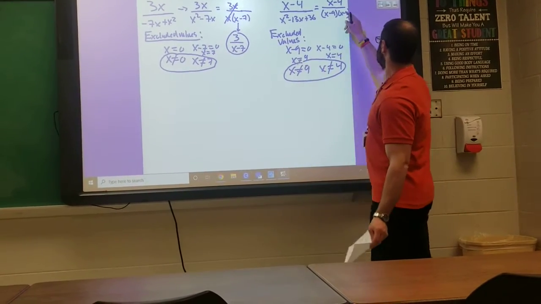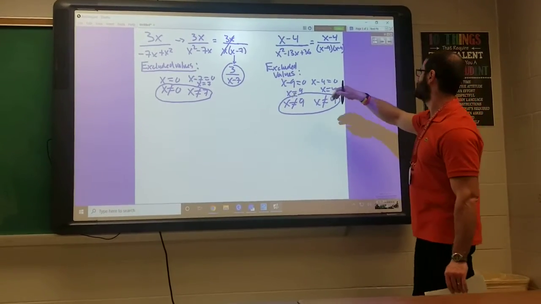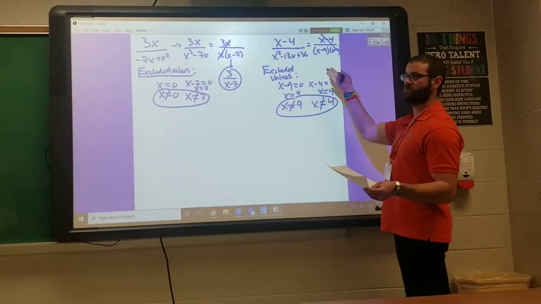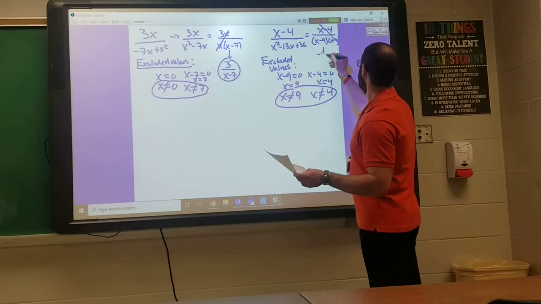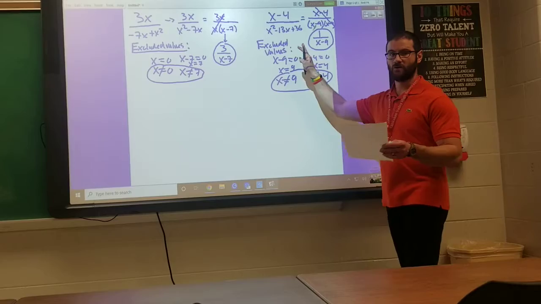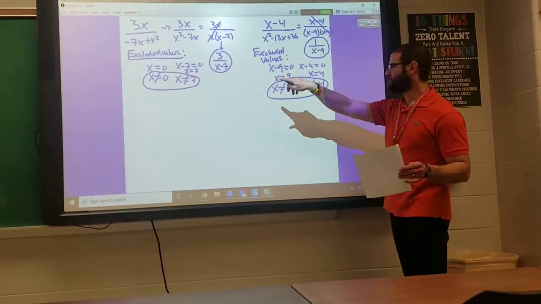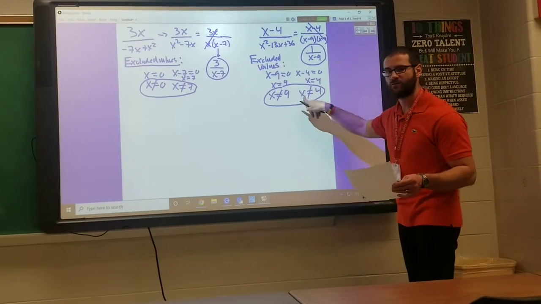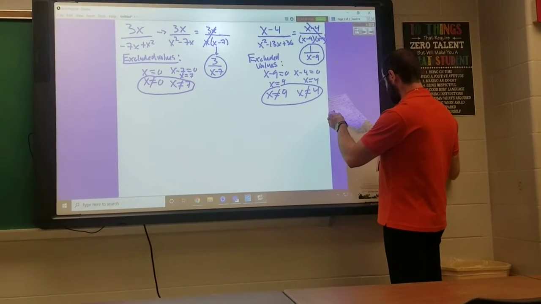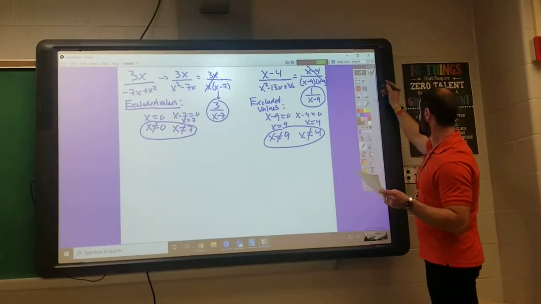And then, now I go ahead and simplify. I see an x minus 4 on top and x minus 4 on the bottom. Those go away. And actually, I would just be left with 1 on the top and x minus 9 in the denominator. Okay? So that would be my final simplified expression. 1 over x minus 9. Excluded values, x not equal to 9, x not equal to 4. Alrighty, so let's go ahead and look at another one here.